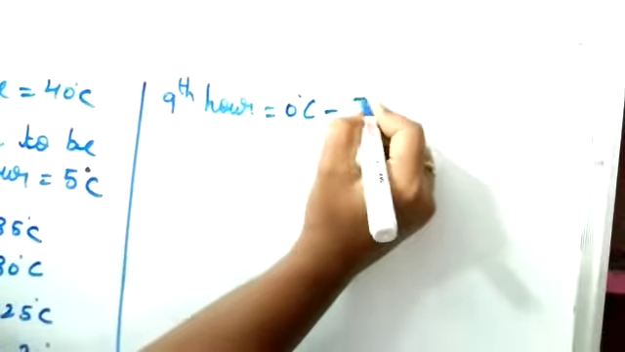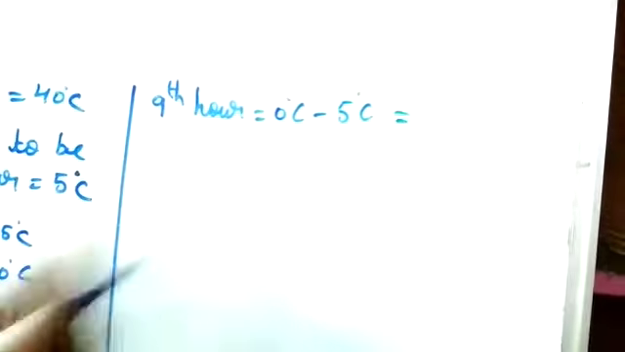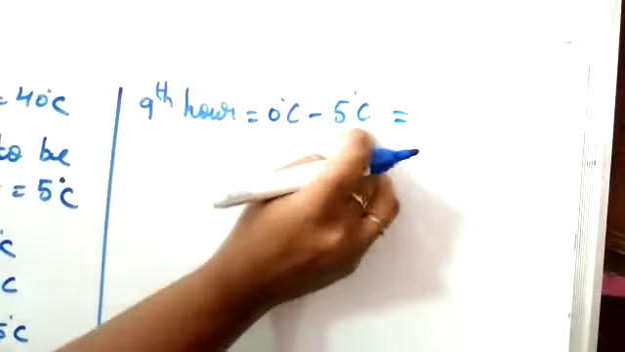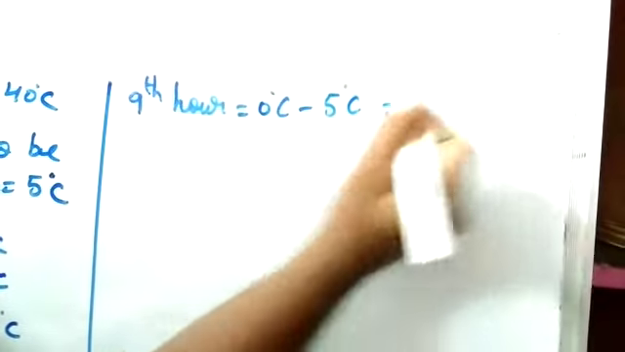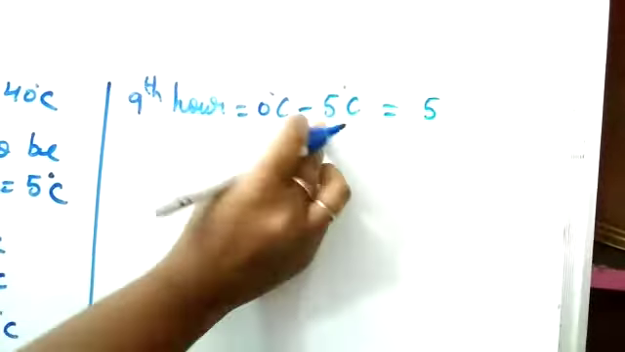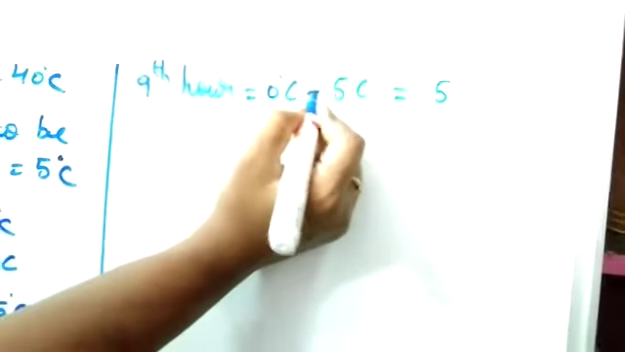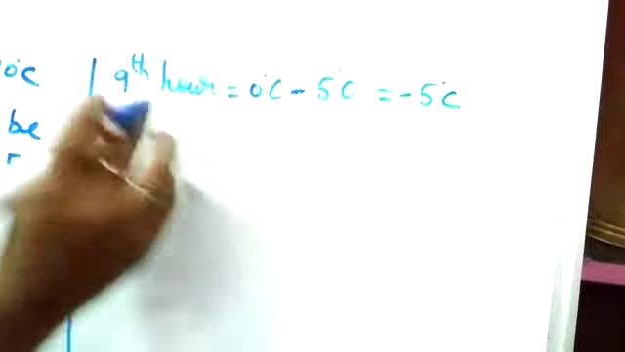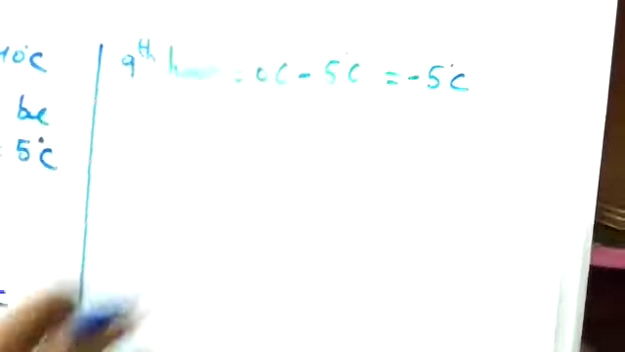For the 9th hour it is 0 degrees Celsius minus 5 degrees Celsius. Your 0 is positive 0 degrees and here you can see minus 5 degrees. So 0 minus 5 is 5. But here 5 is the greater number, so what sign will you see? Minus sign. So we need to keep the negative sign here. Your answer for the 9th hour is minus 5 degrees Celsius.